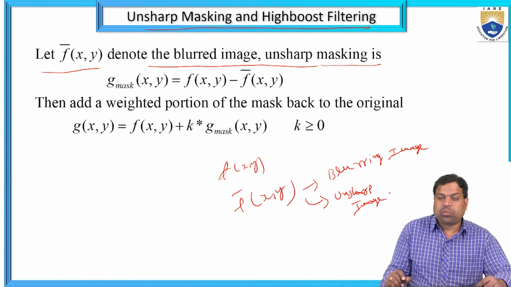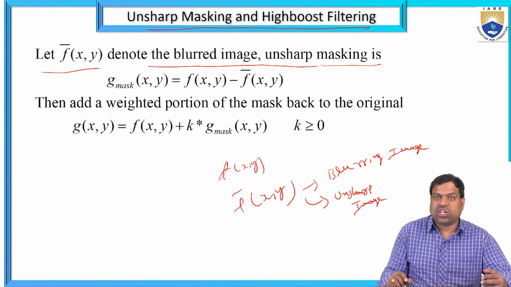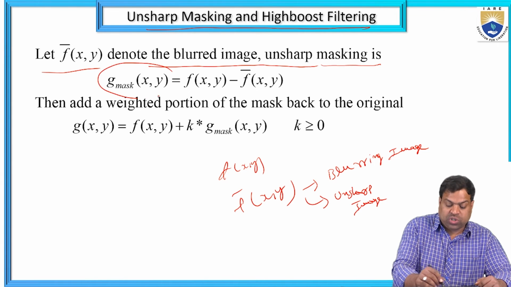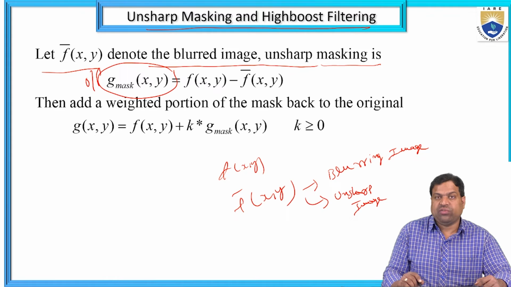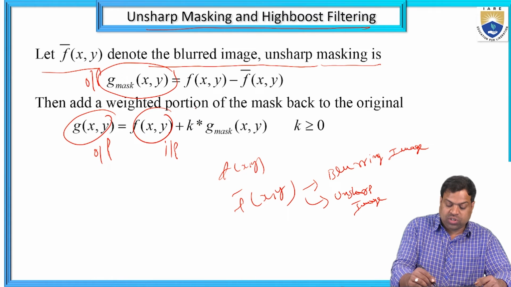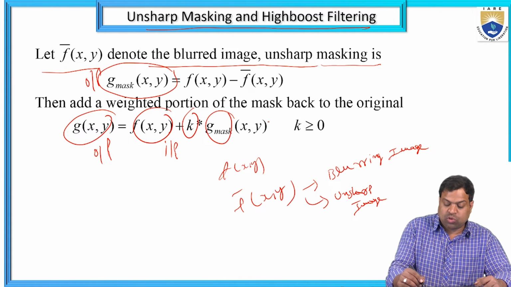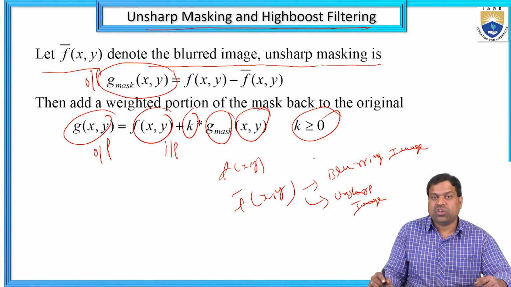So f dash of x comma y is the blurred image used in unsharp masking. What is the output? g mask of x comma y equals f of x comma y minus f dash of x comma y. Then add a weighted portion of the mask back to the original: the output g of x comma y equals the input f of x comma y plus a constant k times the mask g mask of x comma y. Here k is greater than or equal to 0.